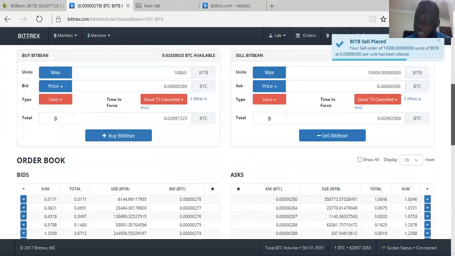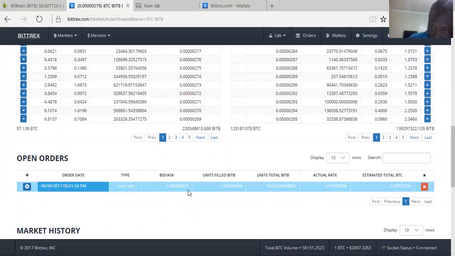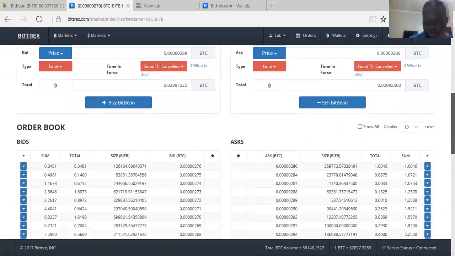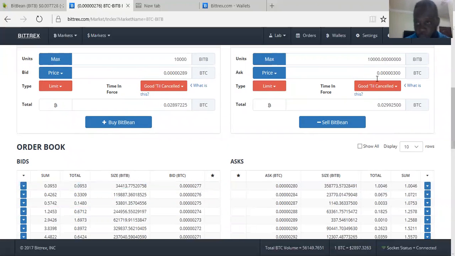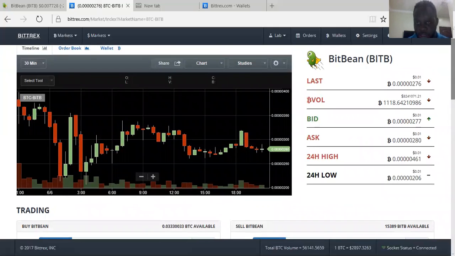Now, when Bitcoin gets to 300 sats, it may not be immediate. But if you want to sell immediately, because I'm trying to avoid a loss now, but I'm just showing, this is what somebody is willing to buy. This is what somebody is willing to sell. If you wanted to sell immediately, you could just come here, 277, and immediately your Bitcoin is sold. And that's how you buy and sell Bitcoin or any other cryptocurrency you want.